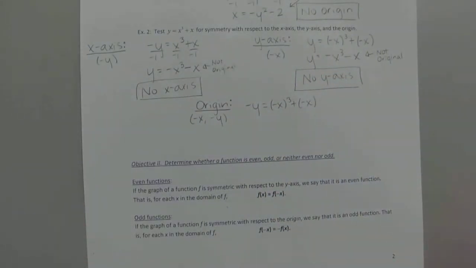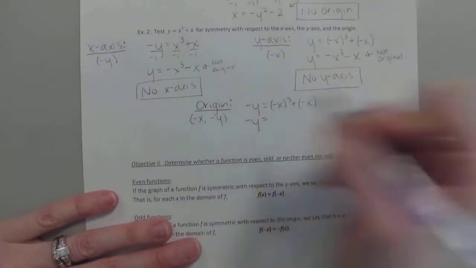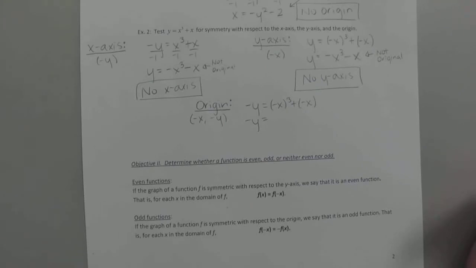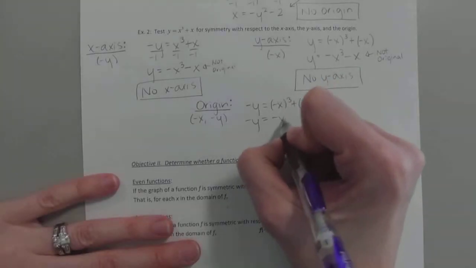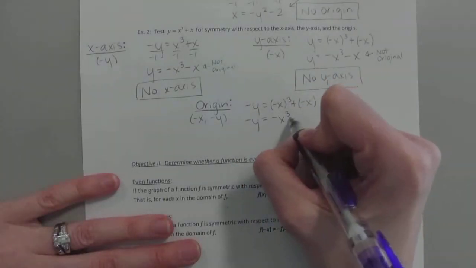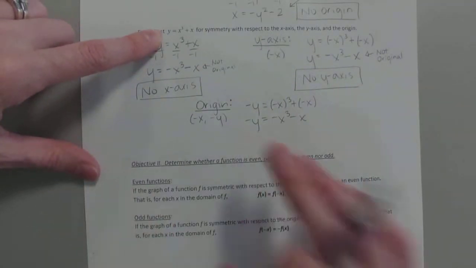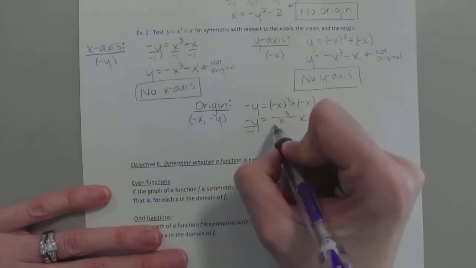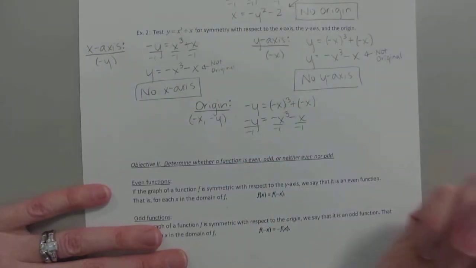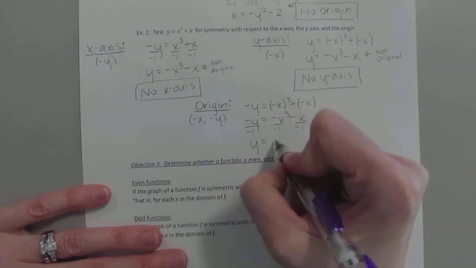So we're going to go to our original equation way up here. We're going to write negative y equals a negative x to the third plus a negative x. Does that look okay so far? Let the negative y hang out. And then we already talked about what happens when you cube a negative. It stays negative. And then that is a negative. That's a negative as well.